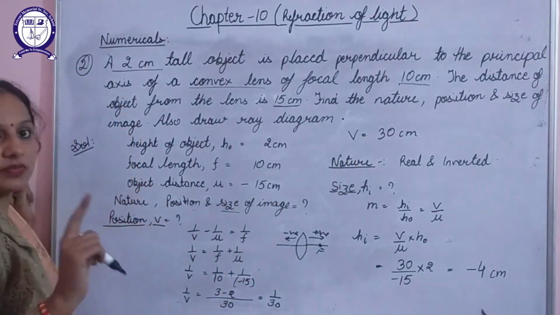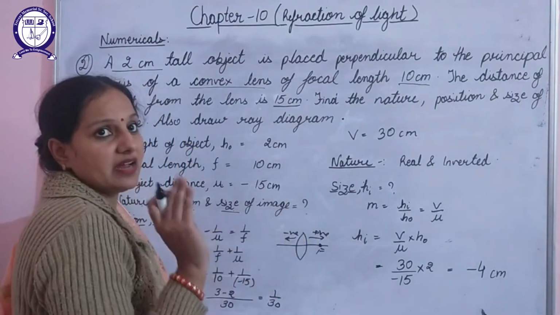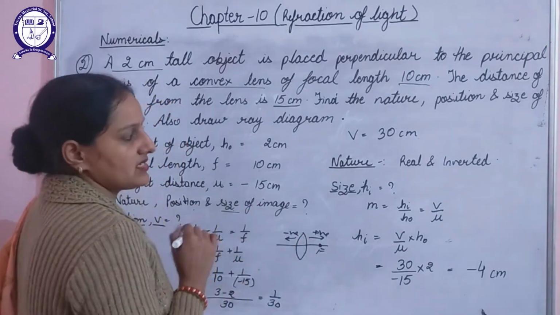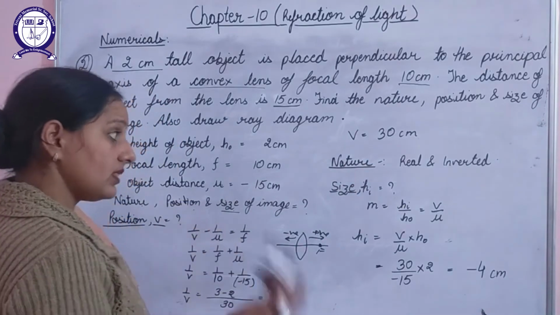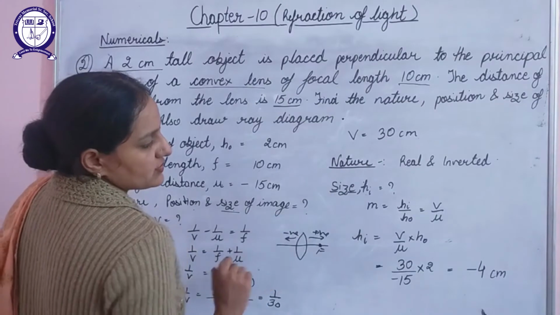If the value of image distance is positive, that means image is formed towards right side, and we know that only the real images will be formed towards right hand side, hence the nature of image will be real and inverted.